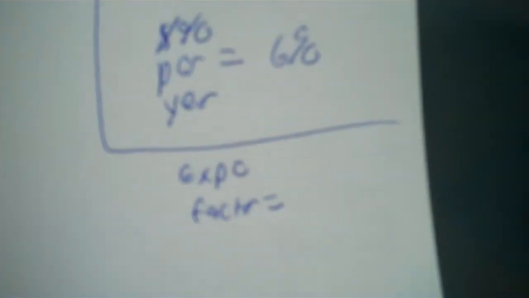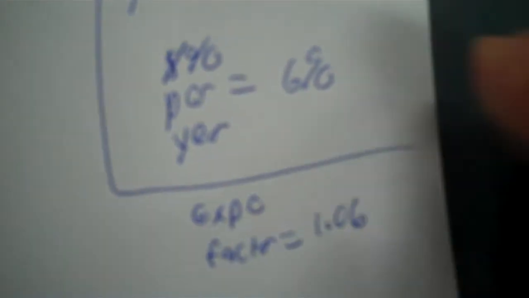So it's an exponent function, and I need to identify what the factor is. So I take 100%, and I'm going to be adding 6 because it says it's increasing. Please read the problem. So the exponent factor is 1.06, okay?